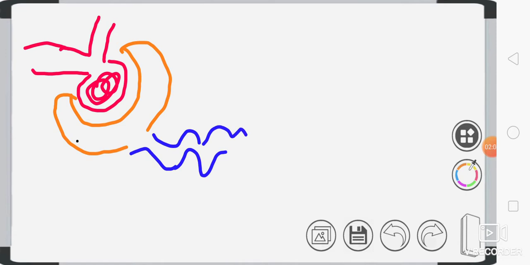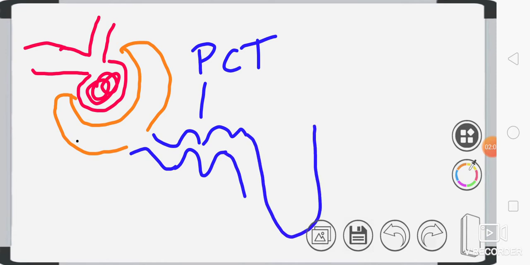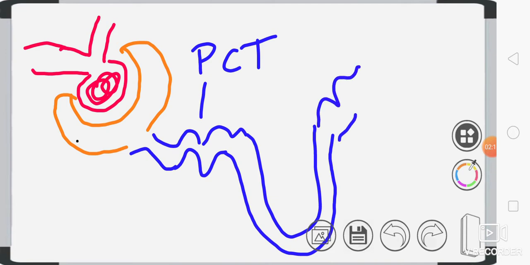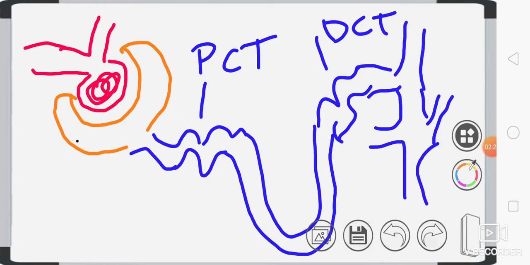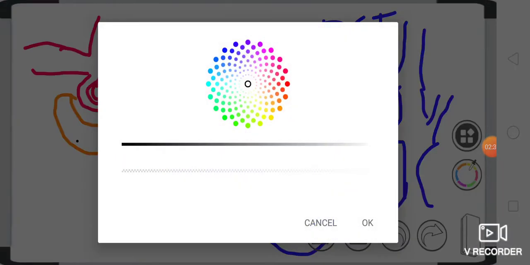This is PCT. And there is a loop. This loop is known as loop of Henle. Further, it will go to another tube, that is DCT, and this tube is going to end into a tree-like structure known as collecting duct. So I am explaining to you the flow of blood.